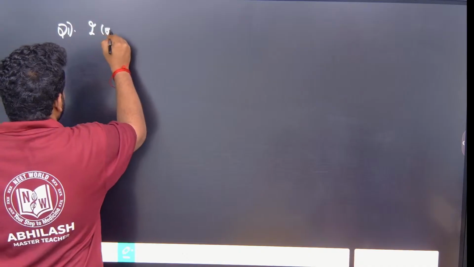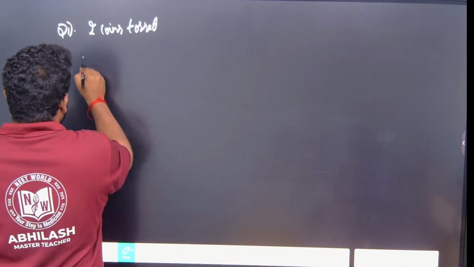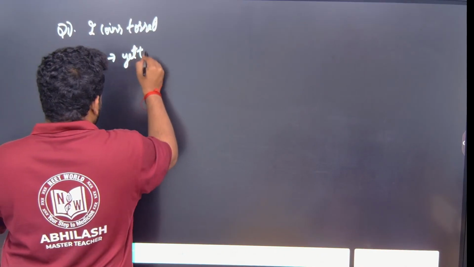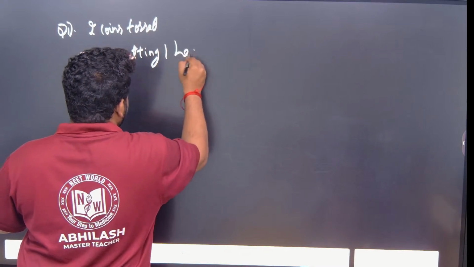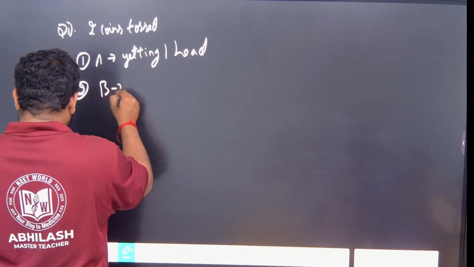2 coins are tossed. First question: the probability of A, getting one head, and B, getting two heads.